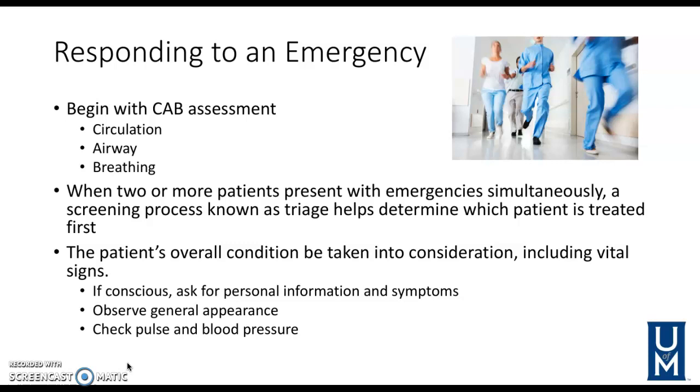When two patients present at the same time with emergencies, it's important to do a screening process known as triage to help determine which patient is treated first. So you all know I work in the emergency room, and here we triage each and every patient that comes in, even if there's going to be hour waits, because we need to know, does this patient need to be seen immediately? And then our process is to figure out at which level of care they need. If the patient is conscious, we need to ask them personal information and about their symptoms. We're going to observe their general appearance and then check that pulse and their blood pressure because that's going to tell us about their circulation.